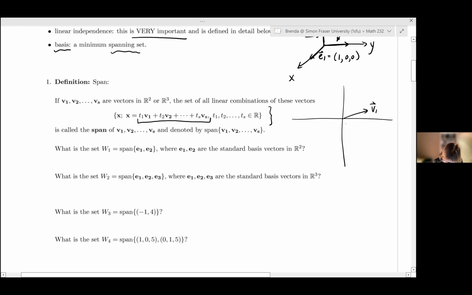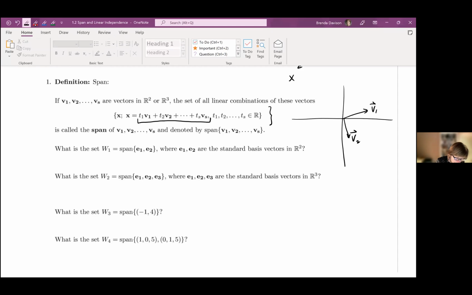V1, and we have vector here, V2. Okay. And then we say, what is the span of V1 and V2? It basically means where can you get to by walking along V1 and V2. And what do I mean by that? Let's just consider a path of moving along.